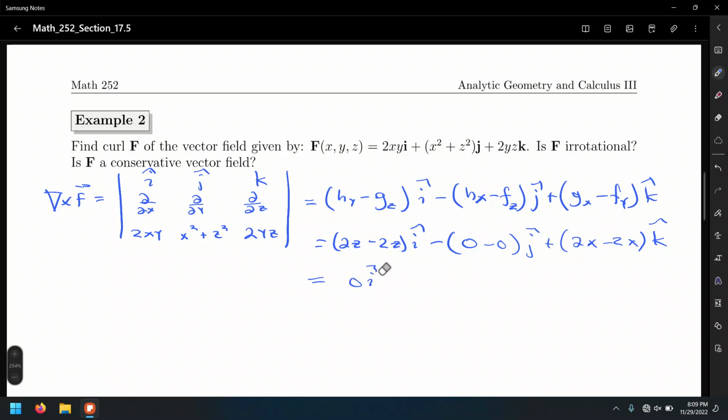0i minus, or either minus or plus, 0j plus 0k, essentially the 0 vector, right? Well, what does that mean? So in this case, back from the definition, whenever the curl yields the 0 vector, that means that the vector field is irrotational.